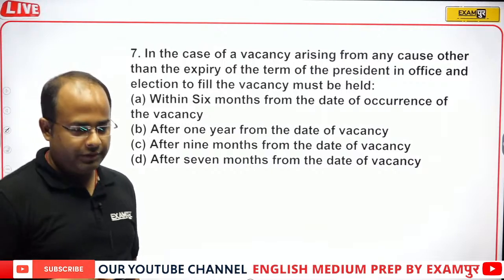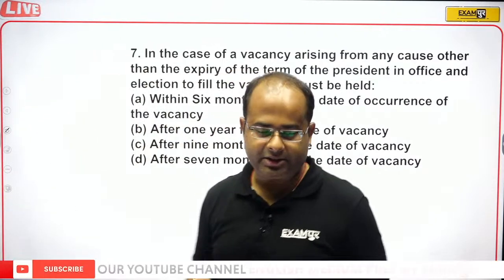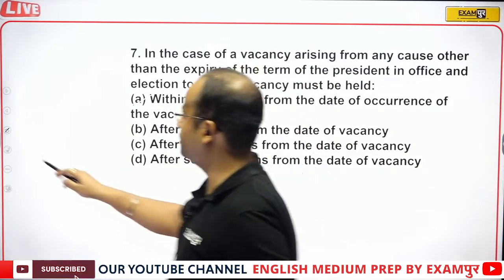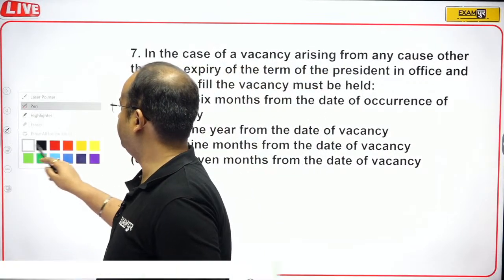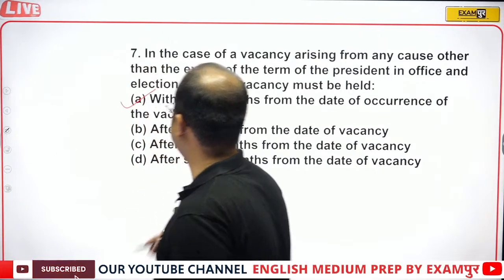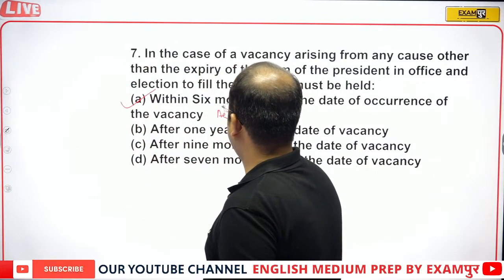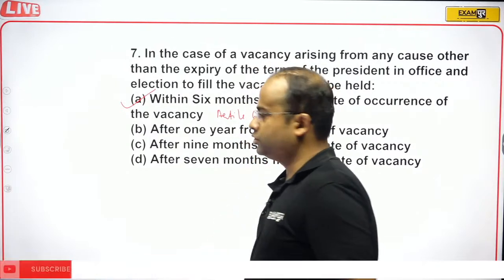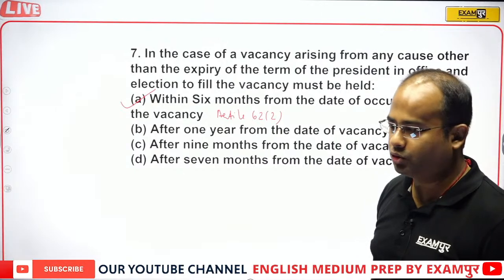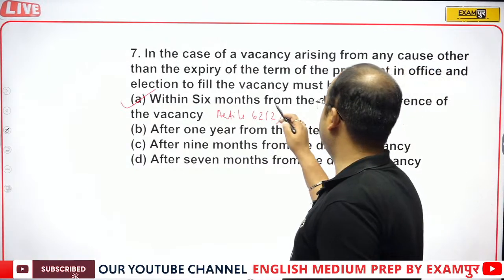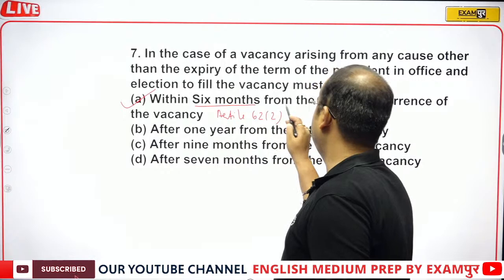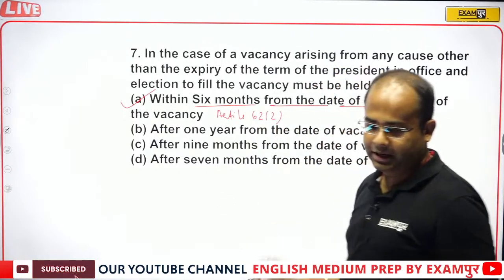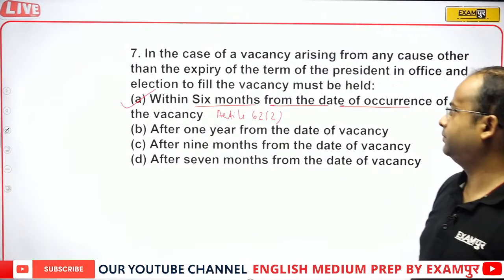Okay. So Vijay is saying option A, that is within 6 months. So yes guys, it is within 6 months from the date of occurrence of vacancy, and that is defined in Article 62 clause 2. The vacancy has to be filled within 6 months from the date of occurrence of vacancy.